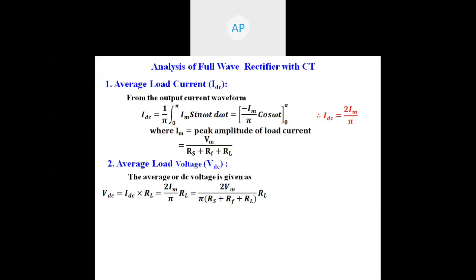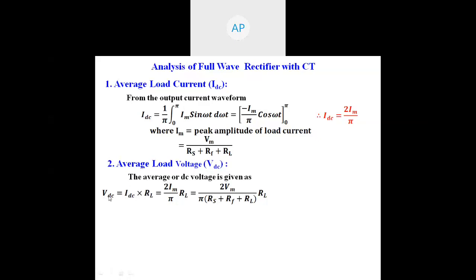So similarly, we can go for the average load voltage. What will it be? VDC can be found as IDC into RL. So already you have found IDC, which is 2 Im divided by pi. If you simply plug this in, you will have this expression. We know what Im is: Im is given as Vm divided by Rs plus Rf plus RL. So if you plug all this in, you will have an alternative form.